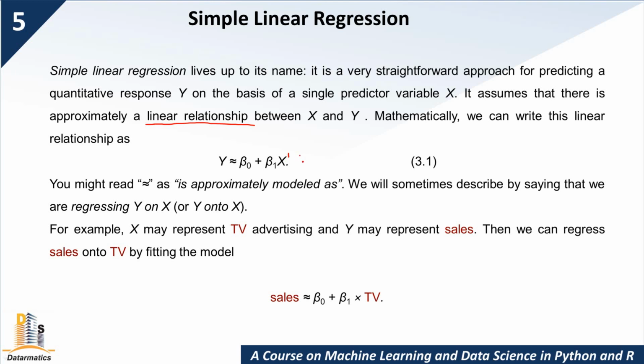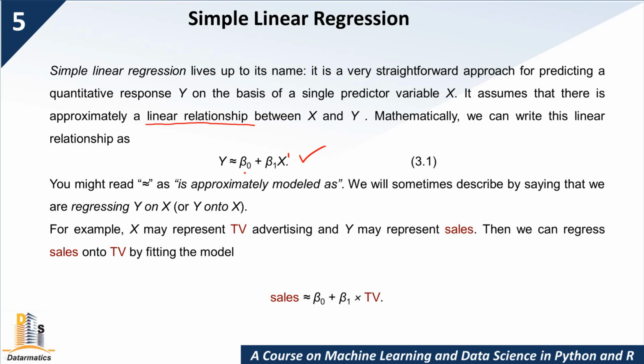And this is what the relationship would look like. Y is equal to beta 0 plus beta x. You might read it as y is approximately modeled as. The reason is because whatever estimate you get, whatever function you find, is an approximation, not the exact true value of the relationship.